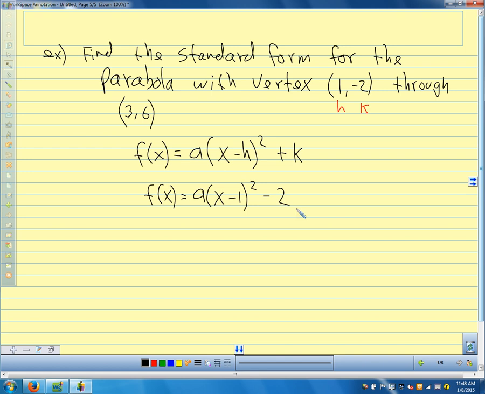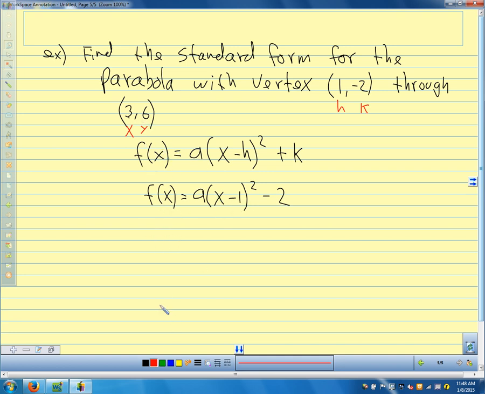Now our problem is just to find a. And this is where a lot of students like to forget that there's an a value. We have an a value. How can we find a? What does this point give us? An x and a y, right? X and y is the same as f(x). So I can plug those numbers in here.